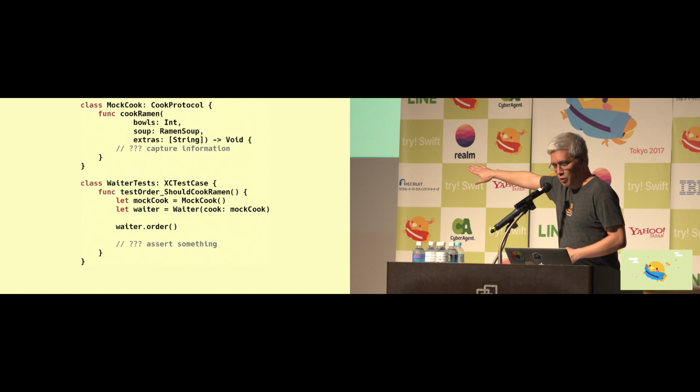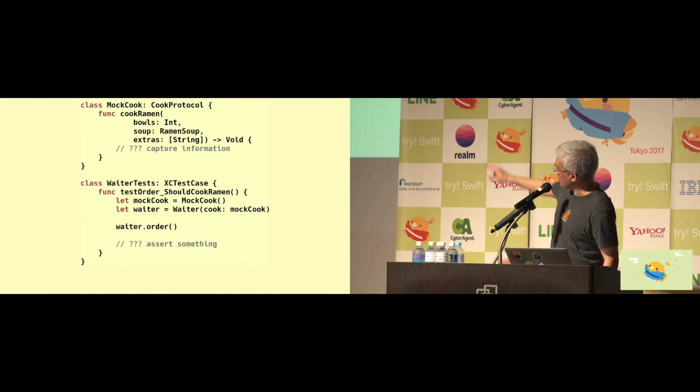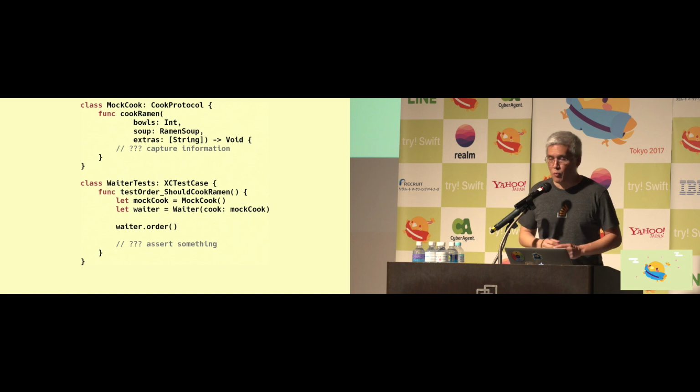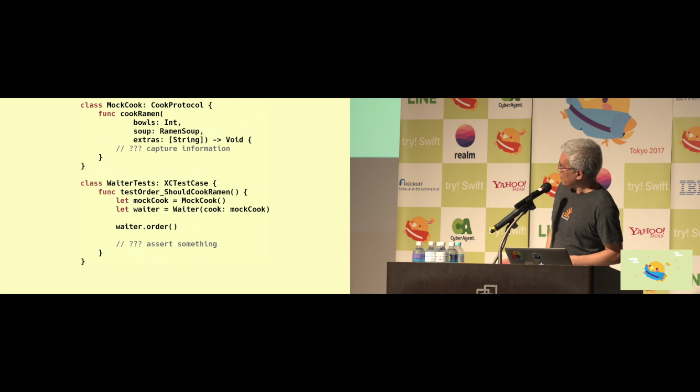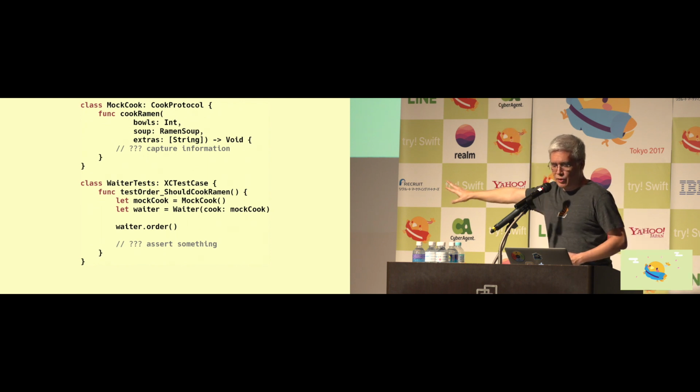In the unit test below, we create the mock cook, we inject it into the waiter through the initializer, then we call the method we want to test, that is, the order method, which will actually call cook ramen. And finally, we have to assert something. In an interaction test, we have a relationship between capturing information on method calls and asserting things about that captured information.